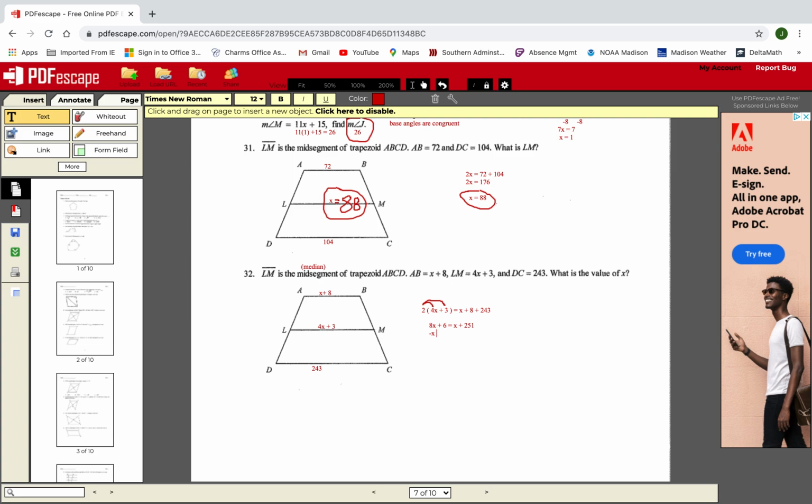I'm going to subtract x from both sides. This gives me 7x plus 6 equals 251. I'm going to subtract 6 from both sides, which gives me 7x on the left equals 245. And then I'm dividing both sides by 7, which gives me x equals 35. All right, x is 35.